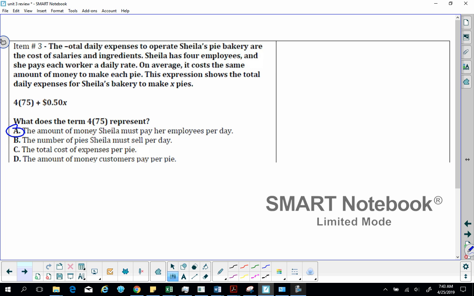So it tells us in the problem, it says Sheila has 4 employees. So we see a 4 in this equation. What does the 4 stand for? What did I just underline? Sheila has 4 employees, so that's what the 4 stands for right here. And she pays each of them a daily rate. So what does that mean that 75 is? The daily rate. So this would be the amount of money she pays her employees each day. That's my answer. So it's just about reading and interpreting the problem. It's pretty easy. Y'all just need to take your time and figure out what they're asking for.